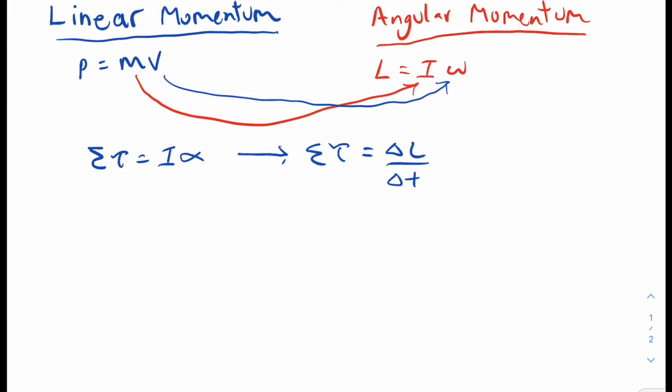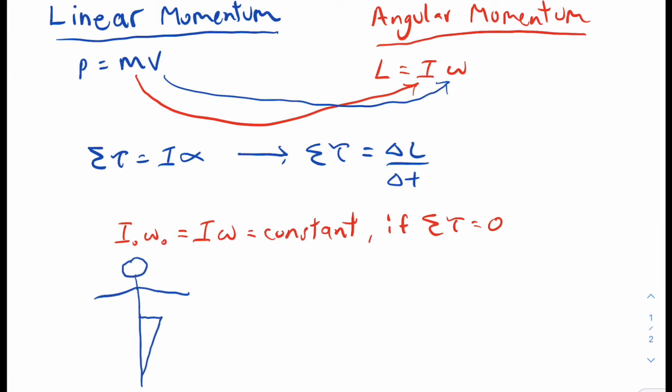This is the equivalent to how linear momentum is also conserved when no net force acts on an object. We can say that an object's initial moment of inertia multiplied by its initial angular velocity is equal to its moment of inertia multiplied by its angular velocity at any other time. This is only true if the net torque equals zero. To better understand conservation of angular momentum, let's use a real-world example.